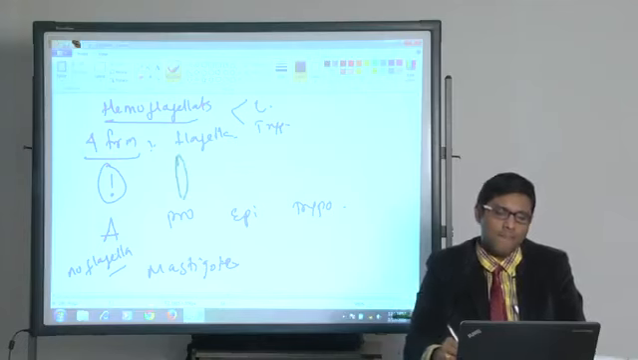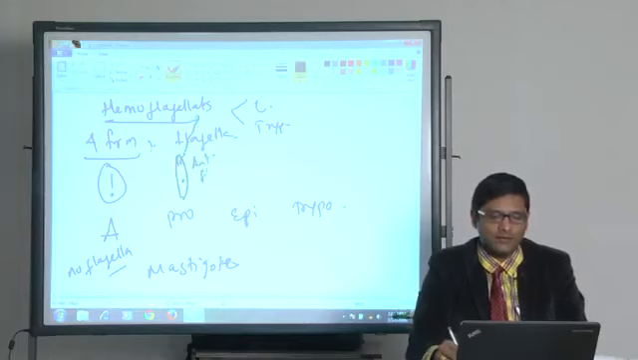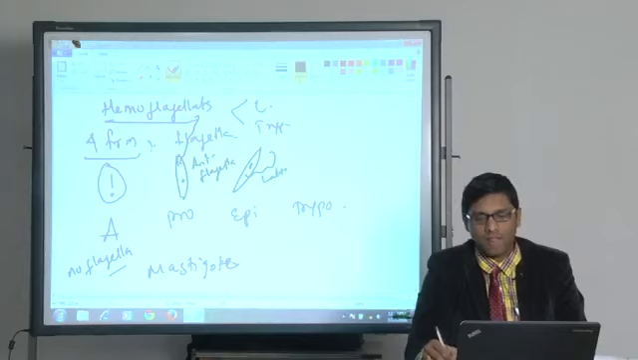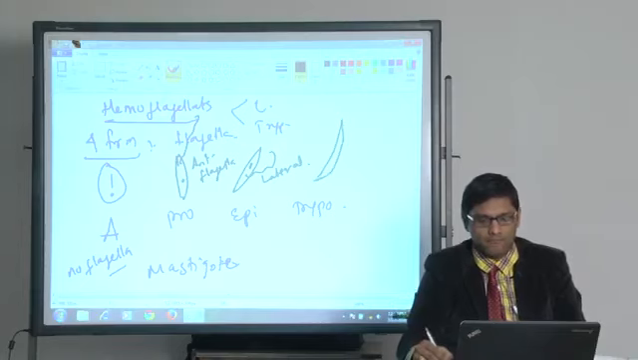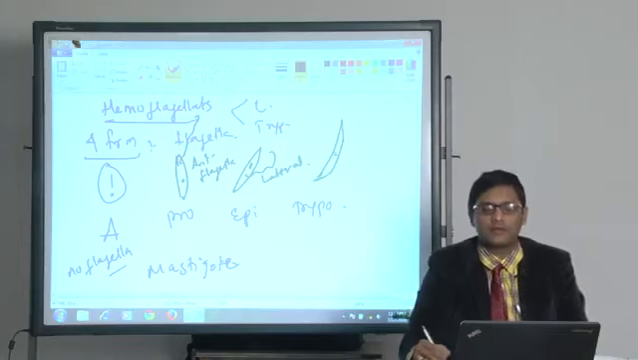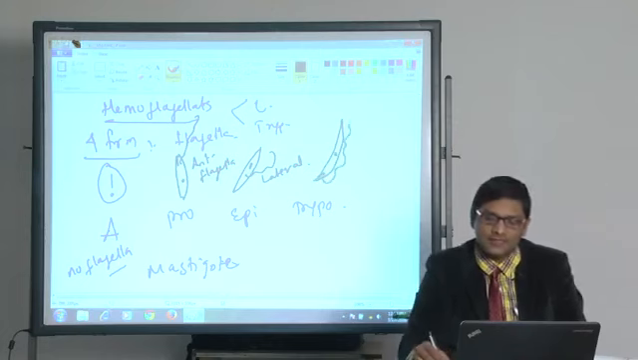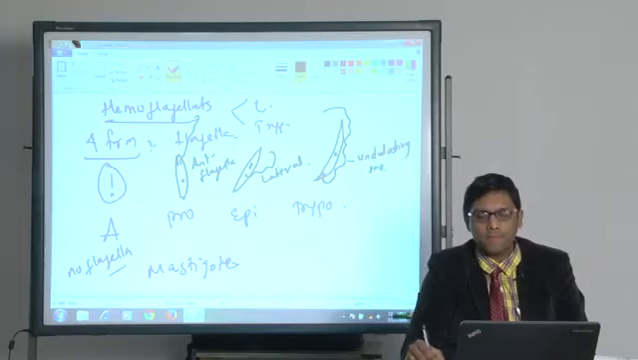Promastigote form: flagellum is present anteriorly, anterior flagellum. Epimastigote form: flagellum arises laterally, lateral flagellum, whereas in the trypomastigote form, the flagellum arises posteriorly and traverses as an undulating membrane.